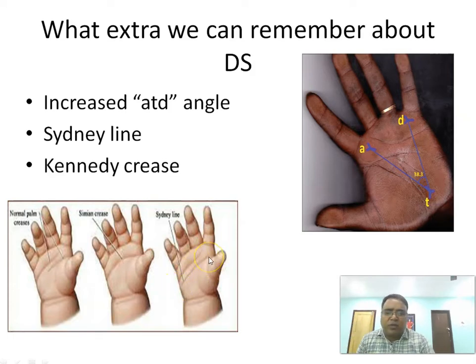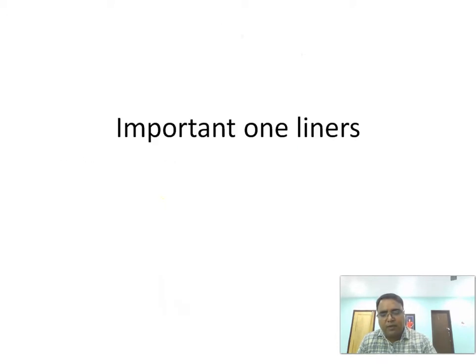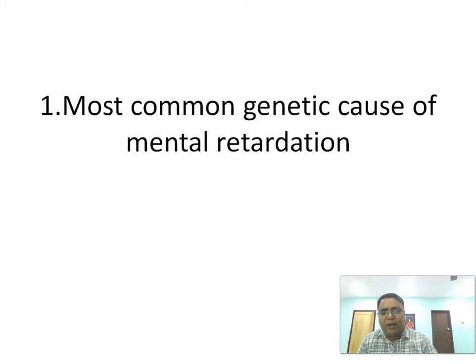This is one thing that we can know about your Down syndrome. Another is the canary crease, that is the crease that we can get in the foot, that is classically associated with Down syndrome. Next, some important one-liners.